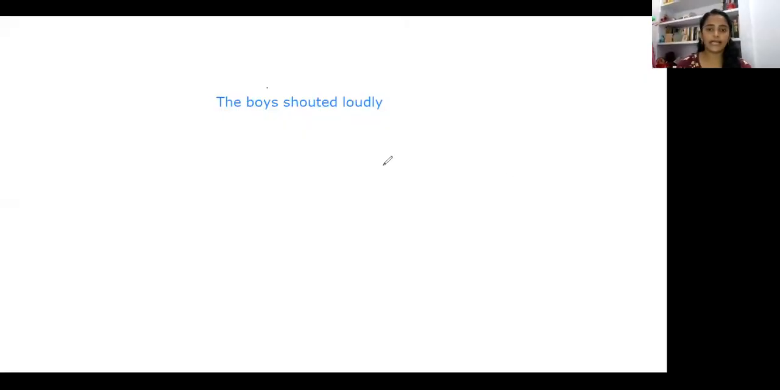All right, let me just open my screen. Now let's understand IC analysis with an example, because that's the best method. Look at this particular sentence: The boys shouted loudly. That is a sentence, that is a construction. Now we have to find the constituents of this construction, following the immediate constituent analysis method.